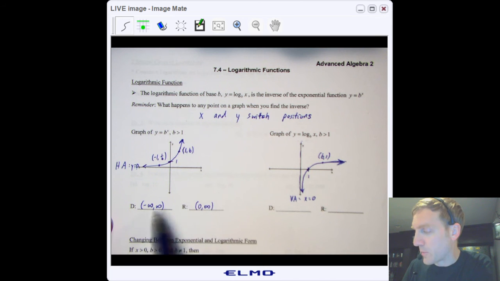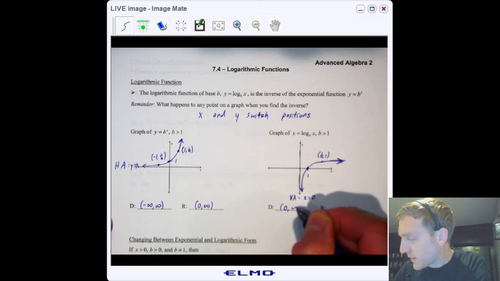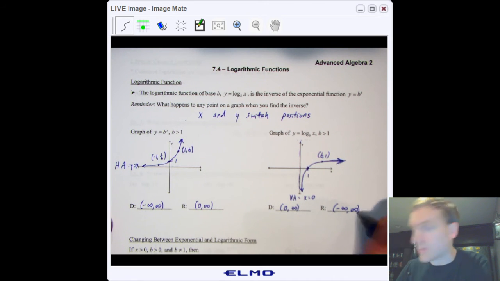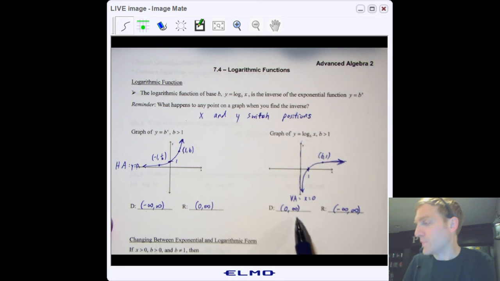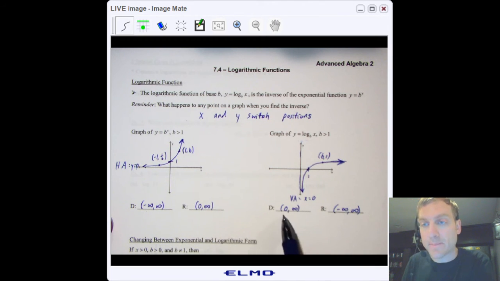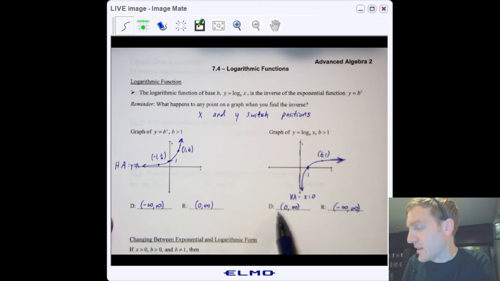So if you remember, because the x and y switch, the domain and range switch. So the domain here is the range there and vice versa. So the domain here is 0 to infinity, and the range here is all real numbers. Okay, so that's important to know. When you have a log, the input must be a positive number. Let me say it one more time. When you have a logarithm, the input, the x, must be a positive number. You cannot take the log of 0.